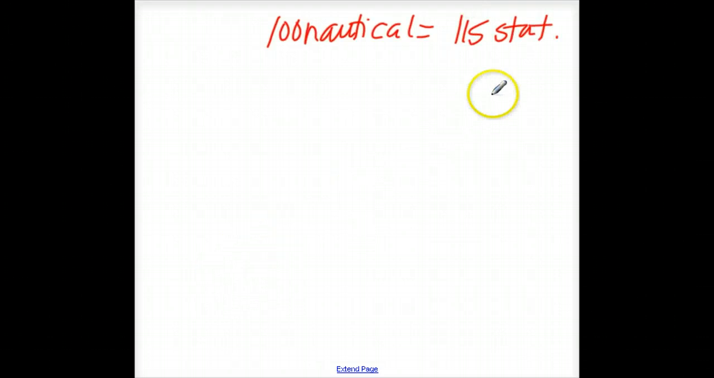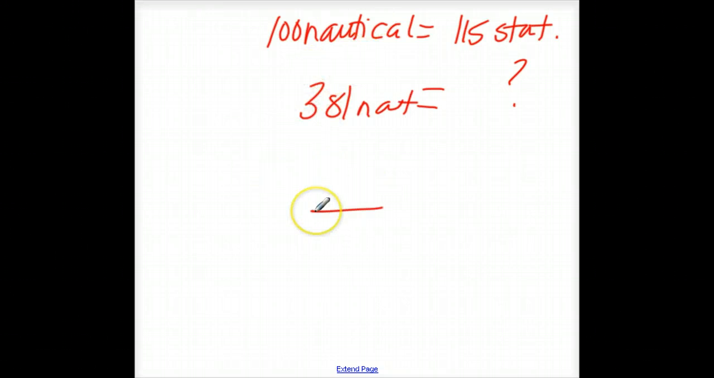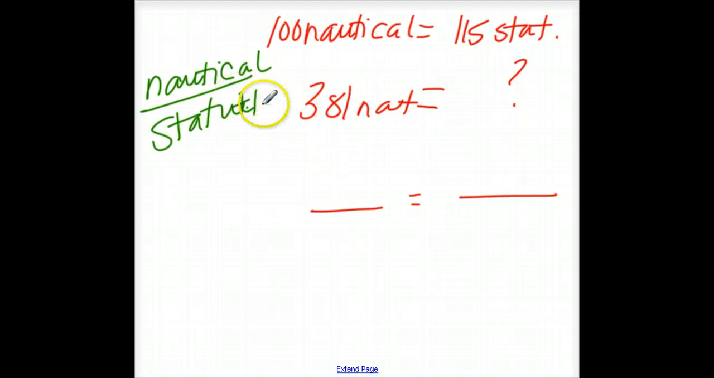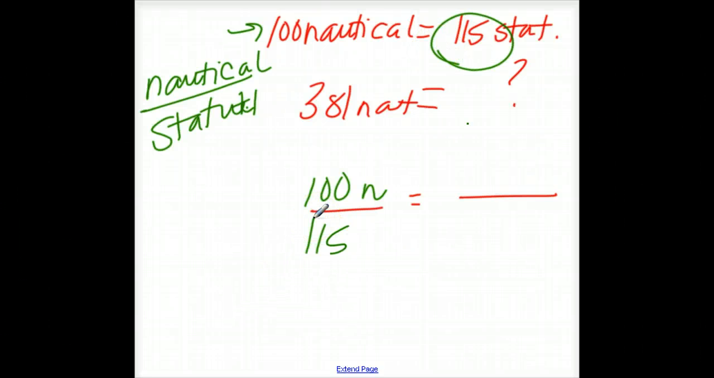Okay, so I'm going to be setting up some proportions. We want to know how many statute are in 381 nautical. So to set up a proportion, I know I need to have two ratios set equal to each other. I need the units on top and bottom to be the same for both. So just for order of reference, I'm going to be putting my nautical miles on top of my statute. That way I can help myself stay organized. So in the first ratio, 100 nautical is going to go on top. I'll do N for nautical, and 115 statute will go on bottom.